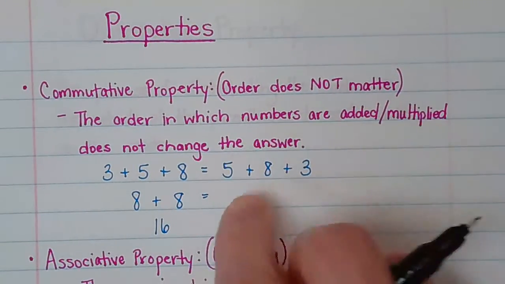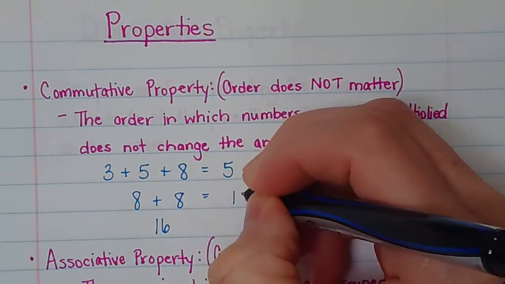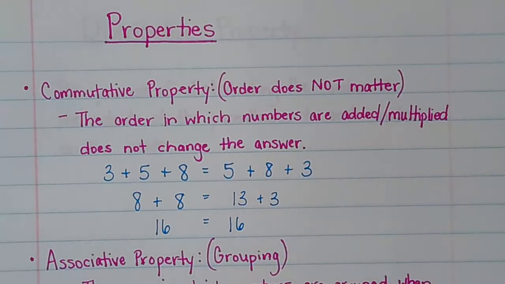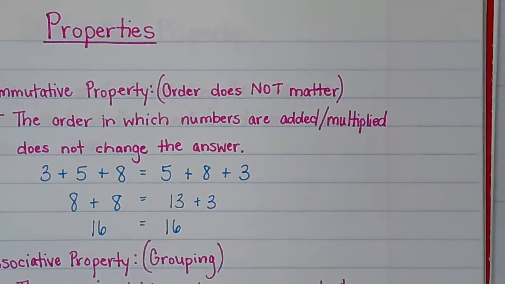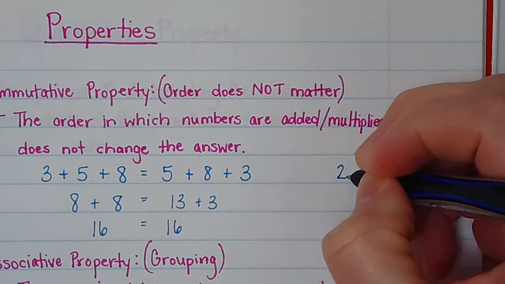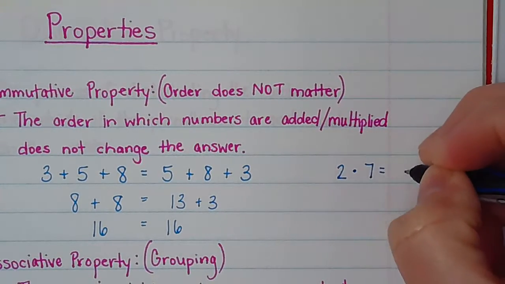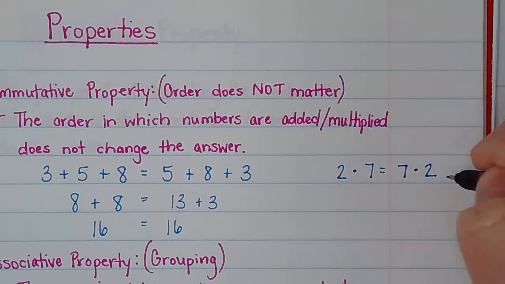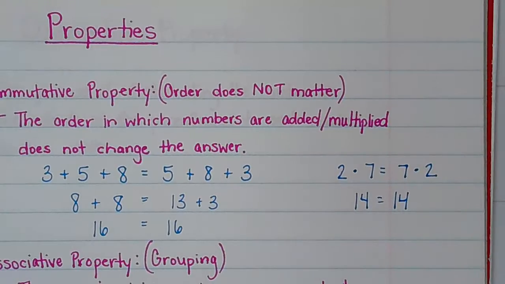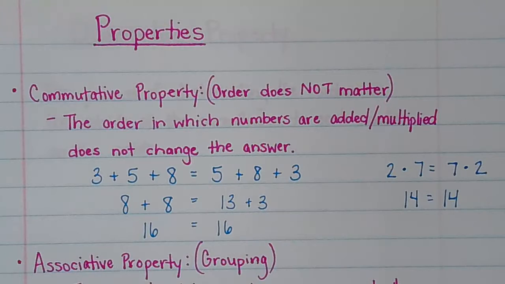On this side, 5 plus 8 is 13. 13 plus 3 is 16. So see, it does not matter which way you do it. You're still going to get the same answer. Same thing with multiplication. If I do 2 times 7, or if I do 7 times 2, they're still going to give me 14. So commutative property, the main thing to remember here is order. Order does not matter for commutative property.